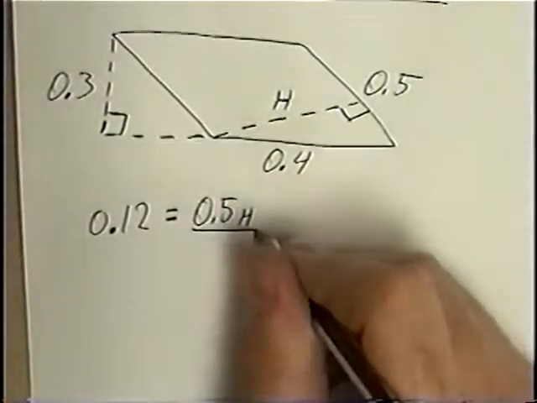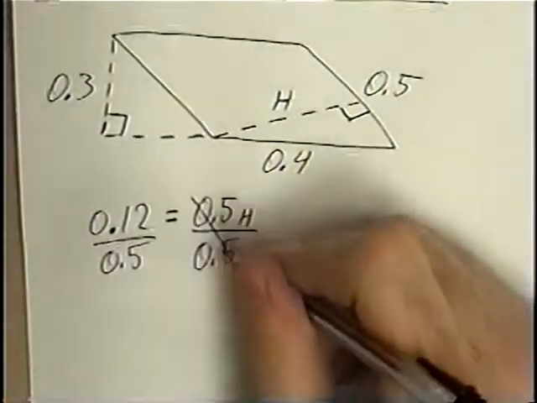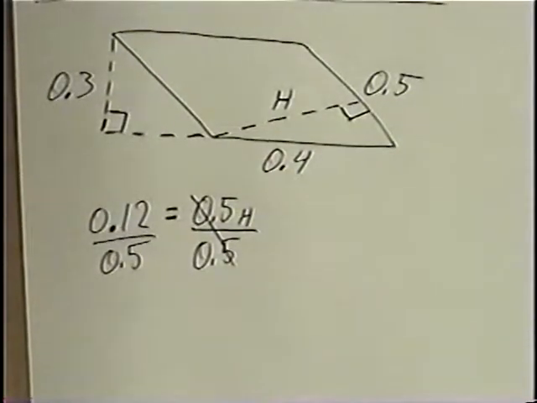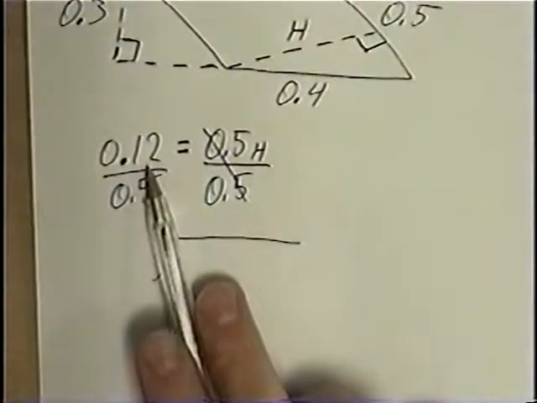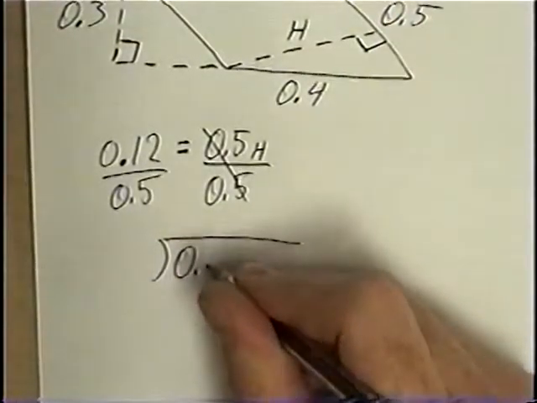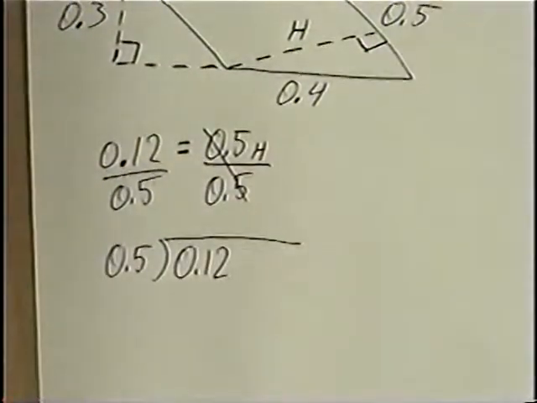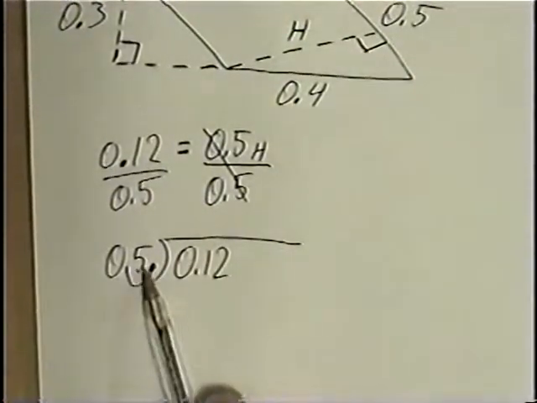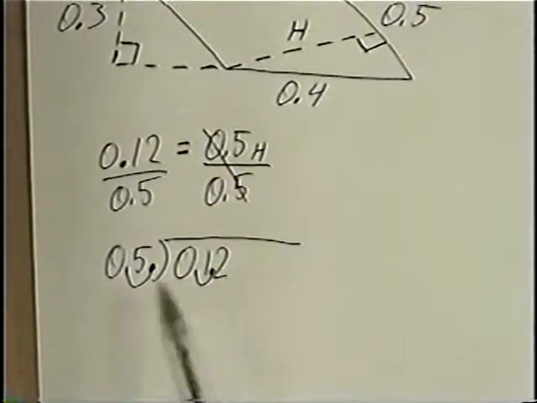To solve for h, you can divide by the number in front, 0.5. The 0.5s will cancel, and we'll have the answer h equals 0.12 divided by 0.5. Dividing decimals, we can use long division. The numerator goes inside the division symbol, 0.12 divided by 0.5. Before we divide decimals, it's a good idea to move the decimal over. So instead of 0.5, it is now 5. And if you move the decimal one time, we'll move the second decimal one time also. So now we have 1.2 divided by 5.